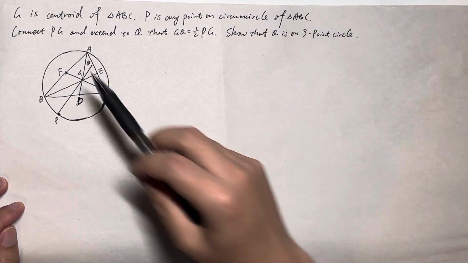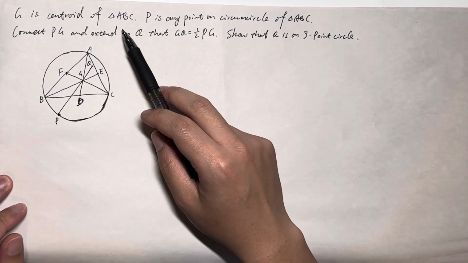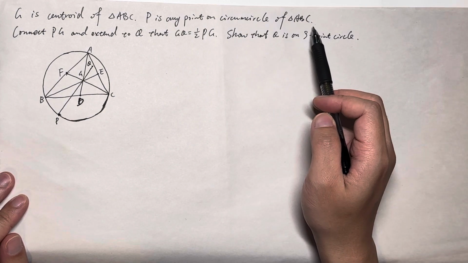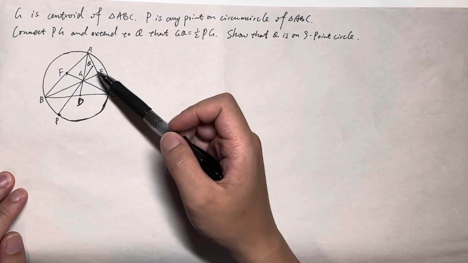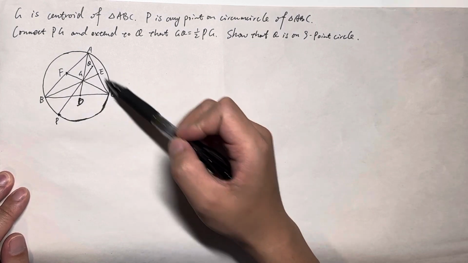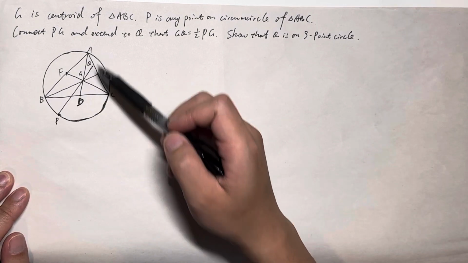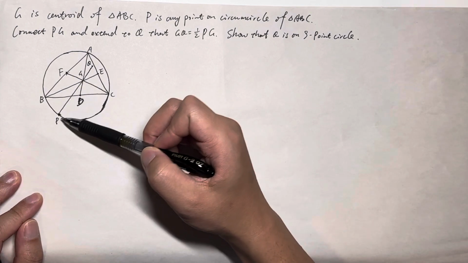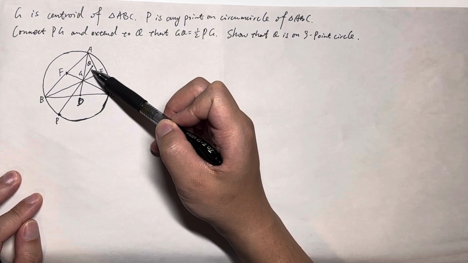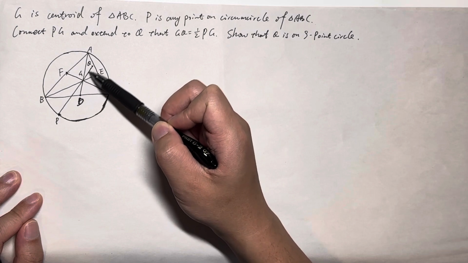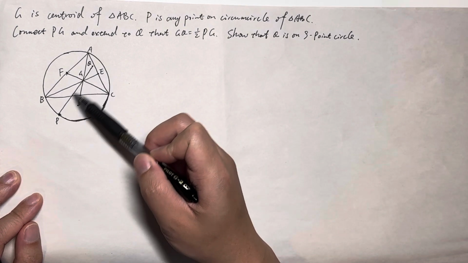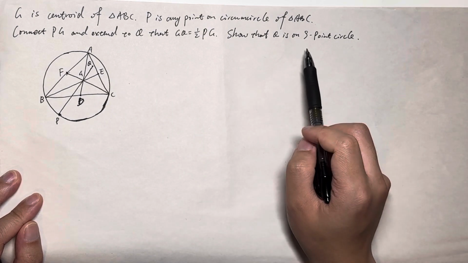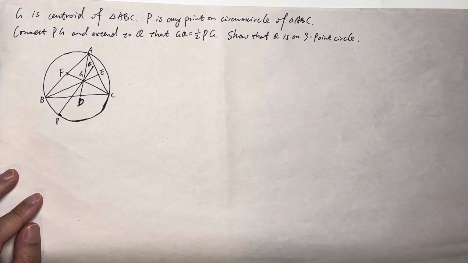Here is a problem. G is the centroid of triangle ABC. P is any point on the circumcircle of triangle ABC. Connect PG. So here is triangle ABC and the circumcircle. P is any point on this circumcircle. Connect PG and extend to Q so that GQ equals half of PG. Show that Q is on the 9-point circle.